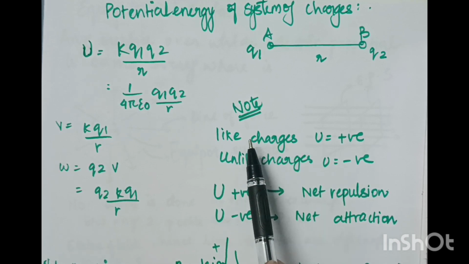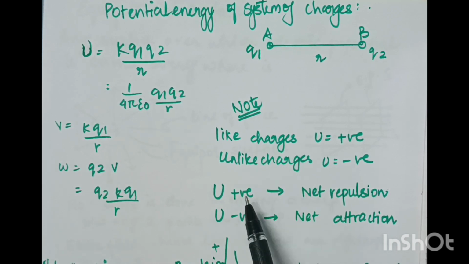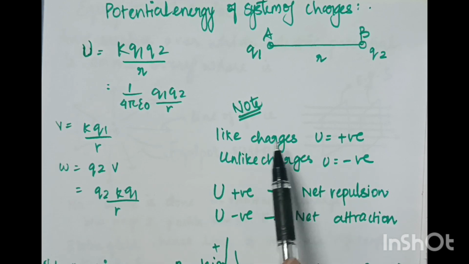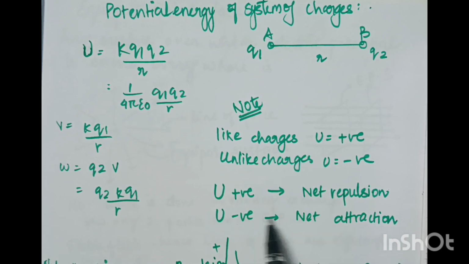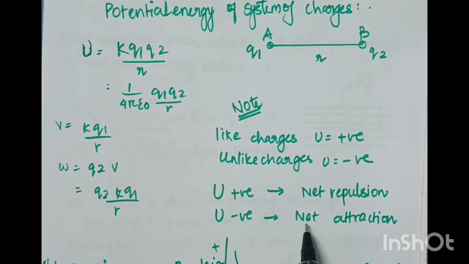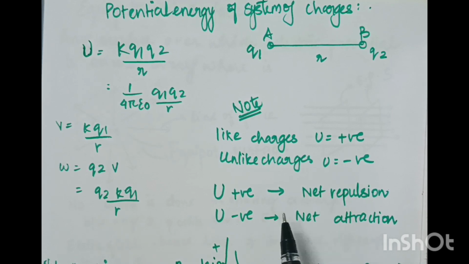If we take a positive and positive system, positive will repel the positive. So there will be a repulsion. If we are taking negative and negative, again negative will repel negative charge. So there is net repulsion. If we take unlike charges, one plus and one minus, then there will be net attraction, because the positive charge will attract the negative charge, and in that case we have seen potential energy of the system is negative.